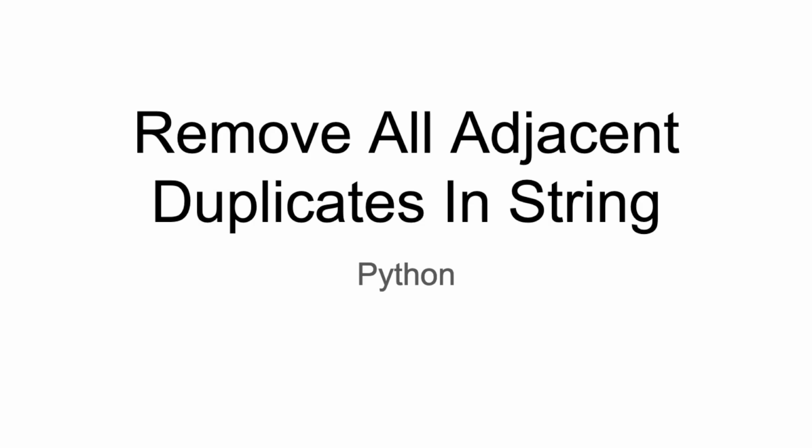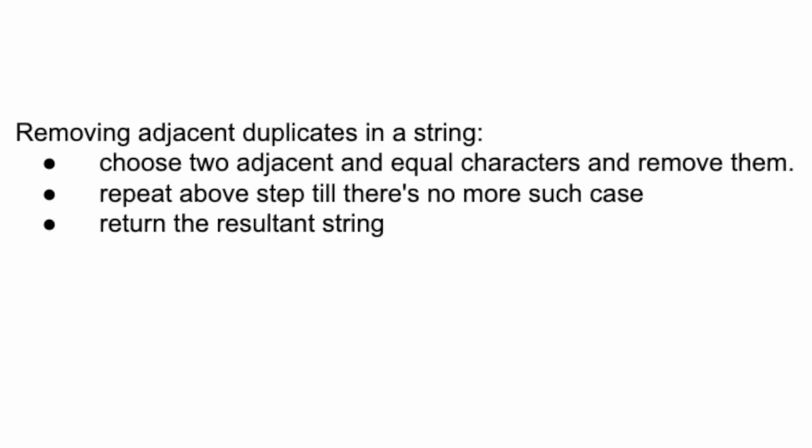Hello friends, today we are going to look at yet another interesting problem in Python. It's remove all adjacent duplicates in a string. To summarize the problem, choose two adjacent and equal characters in the string and remove them, and keep performing this step until there's no more such case, and then return the resultant string in the end. Let's understand it by an example.